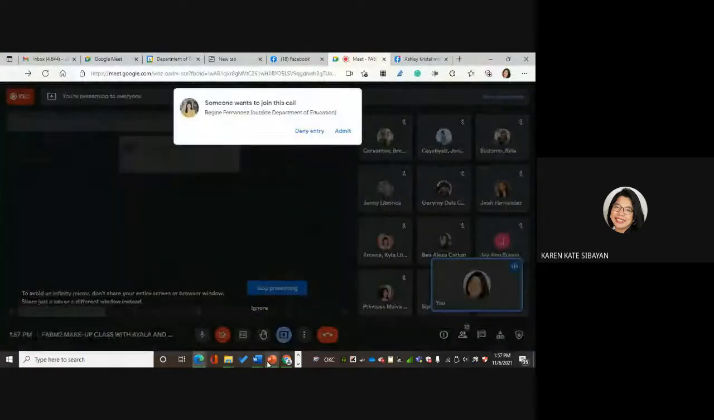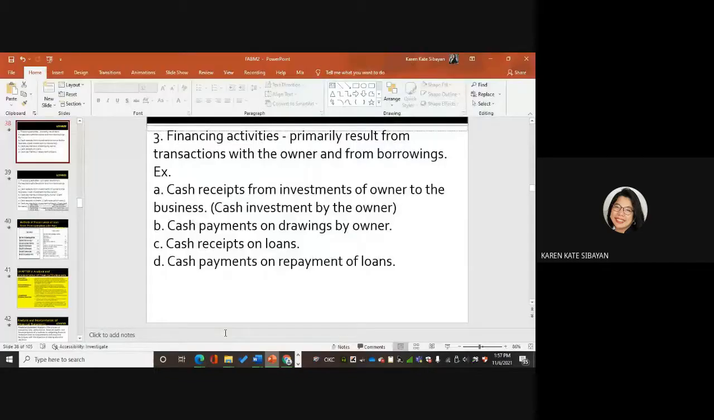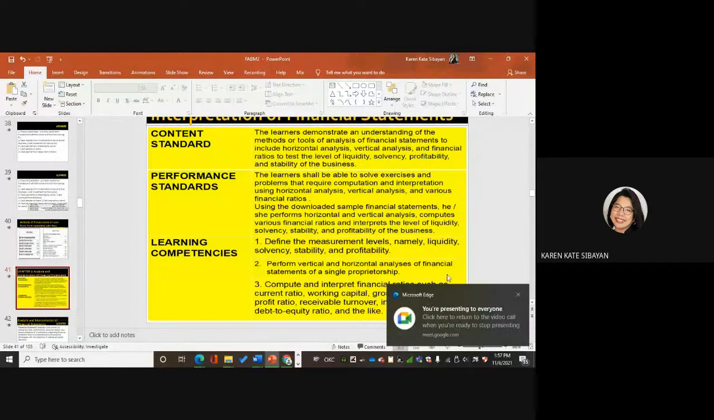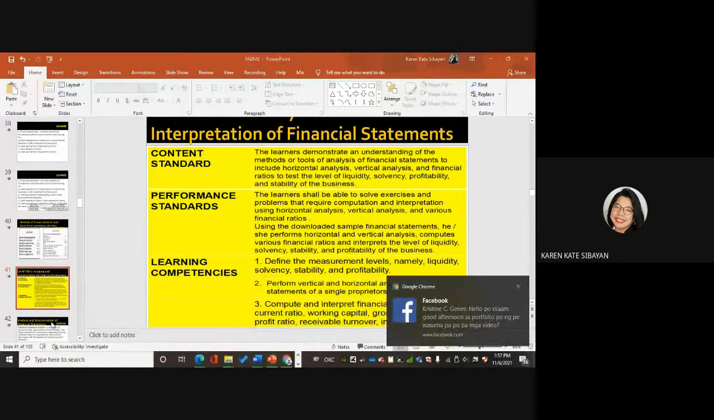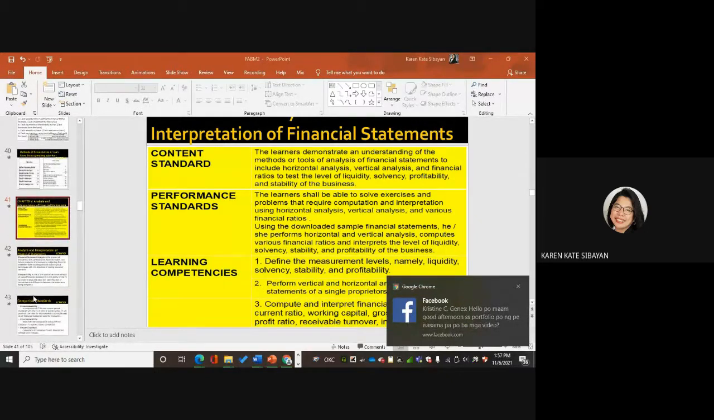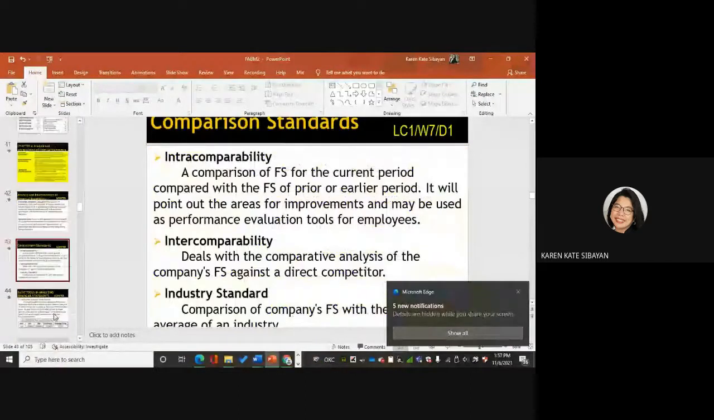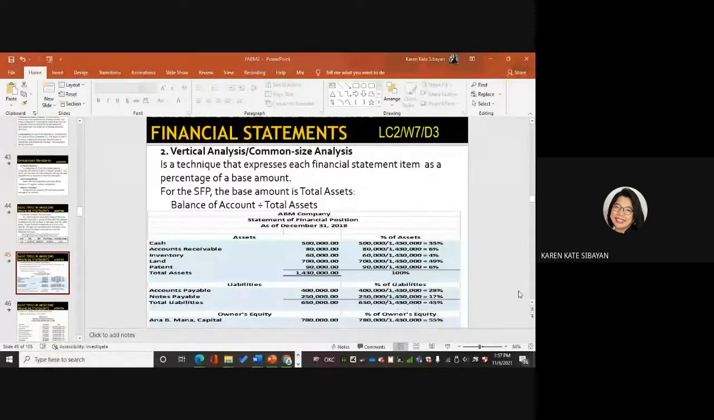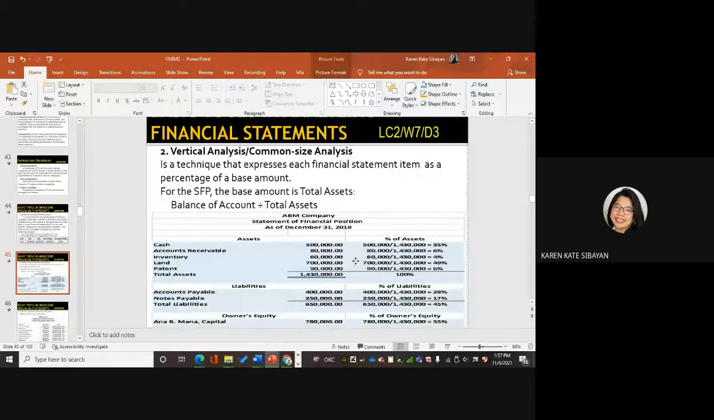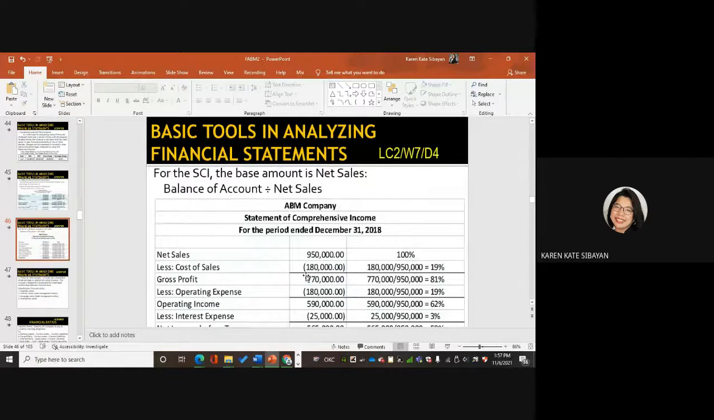If there are none, let's proceed to discuss your summative test 4. In your summative test 4, class, this is it. Actually, I already discussed this last time, but I cannot give you yet the hands-on computation of how to compute the ratio.